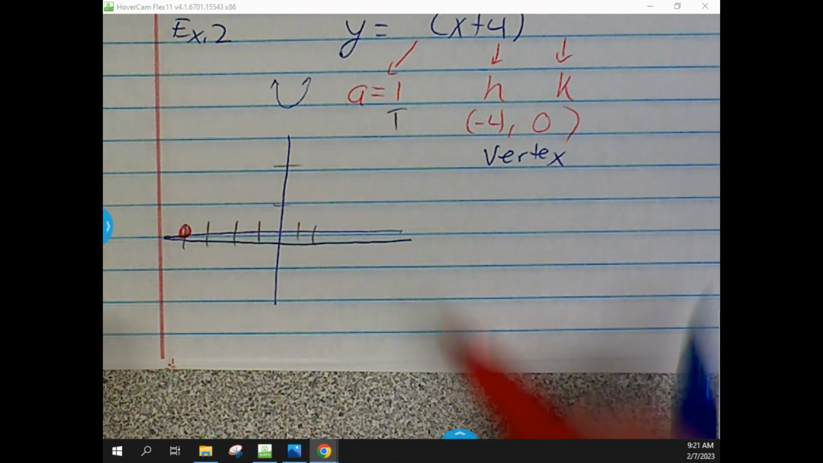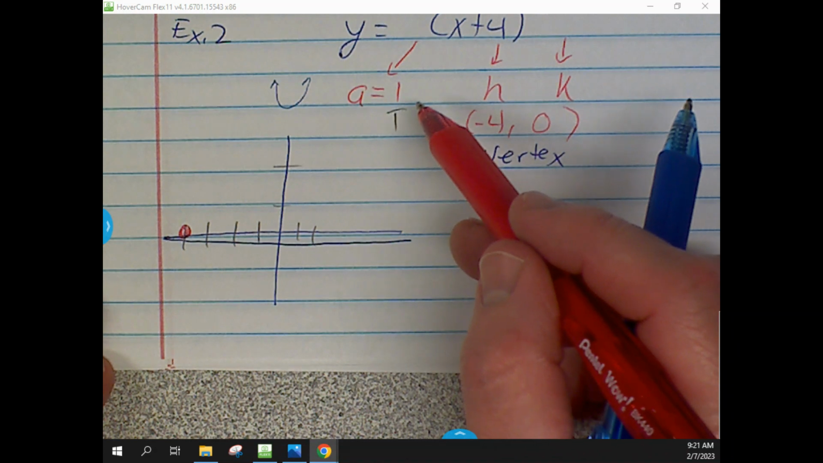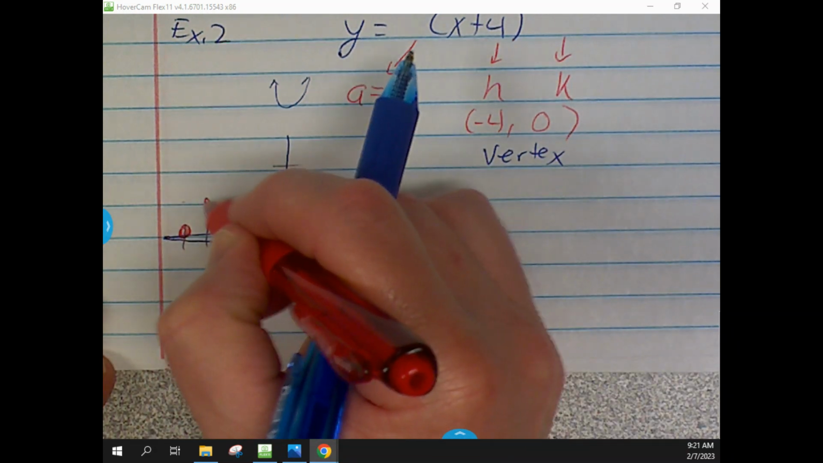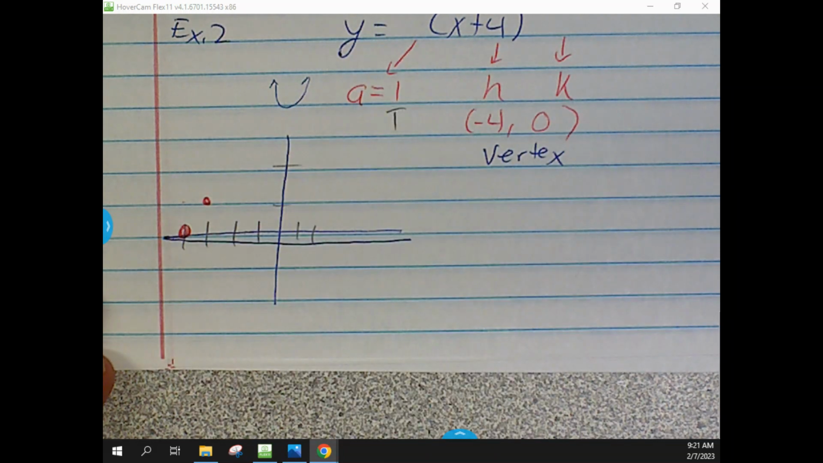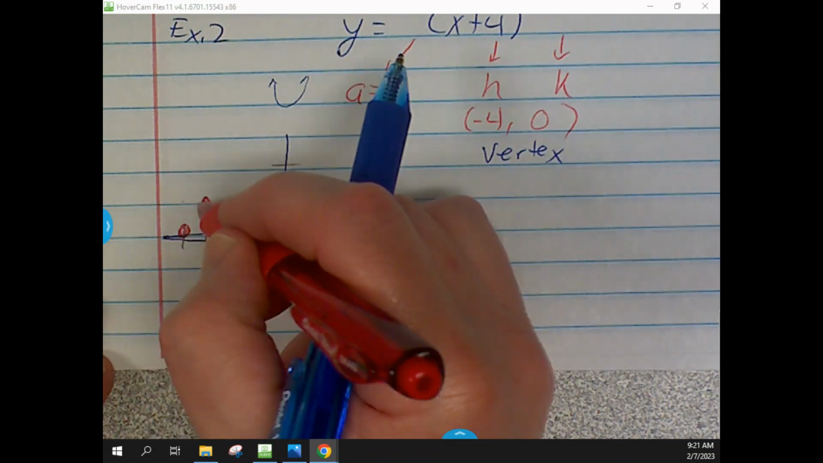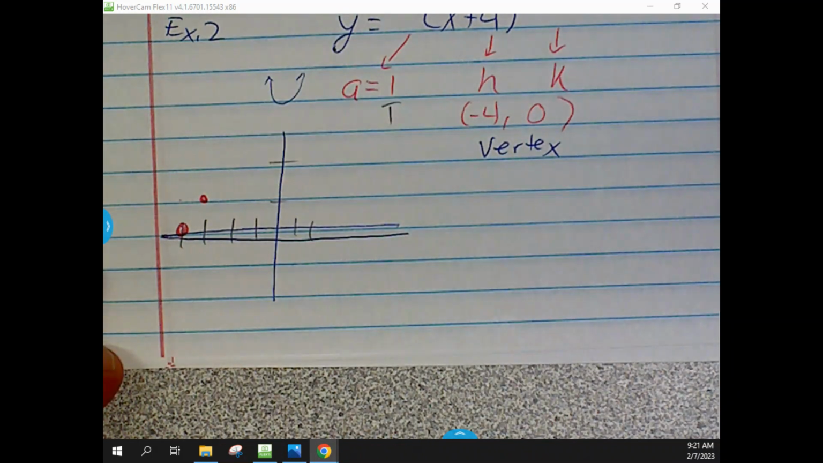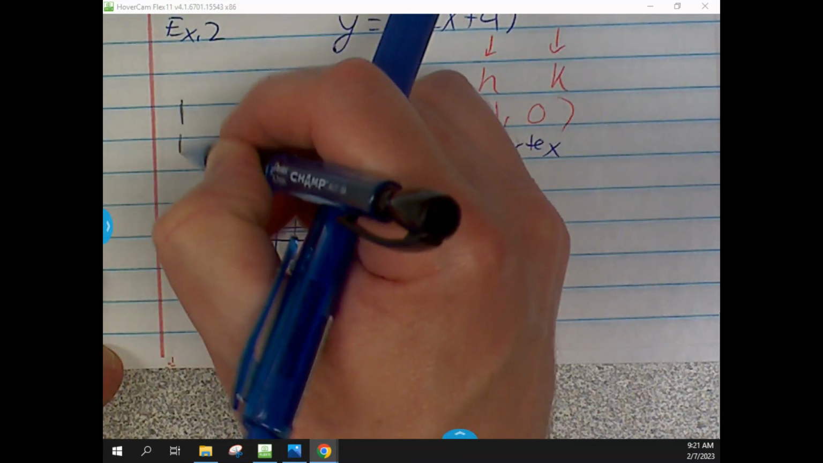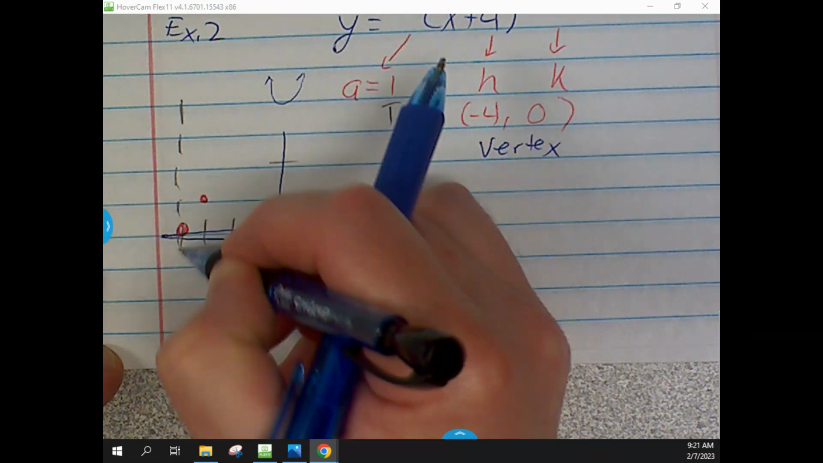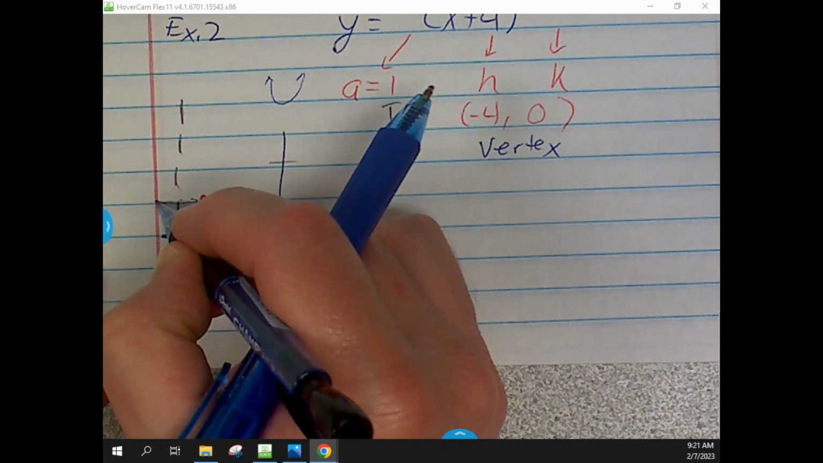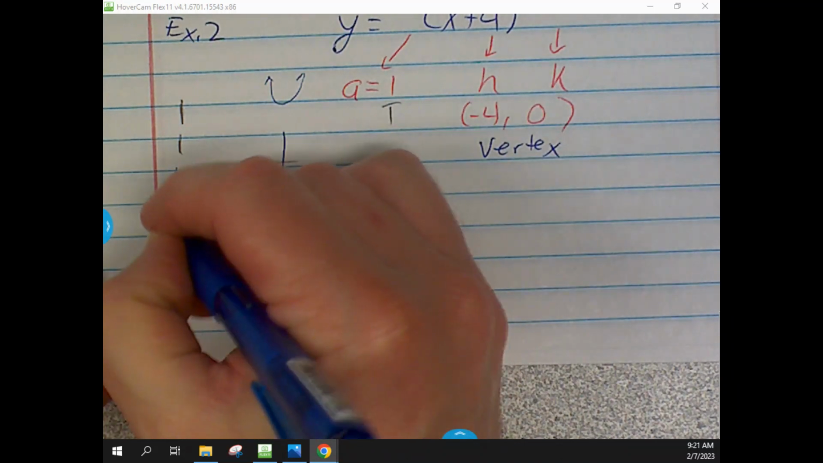And again, as long as the a value is a whole number, which it is, it's 1, you can do a shortcut and just go up 1, over 1 to get the next point that's here. And if you go up 1, over 1 to get the point to the right side of it, again, there's your axis of symmetry. So if we drew an axis of symmetry through it, everything has to be equally spaced out. So if this is one space this way, we also have to go one space that way to get another point there.